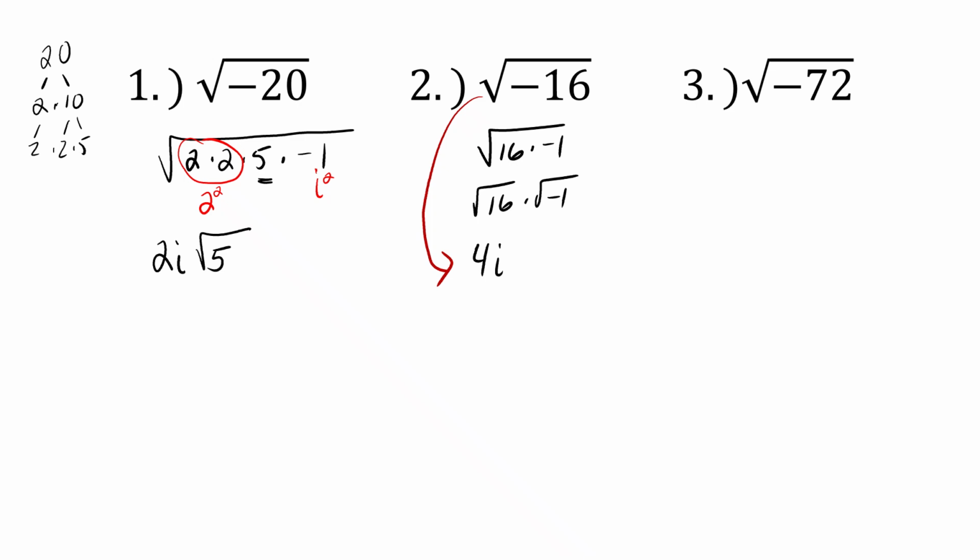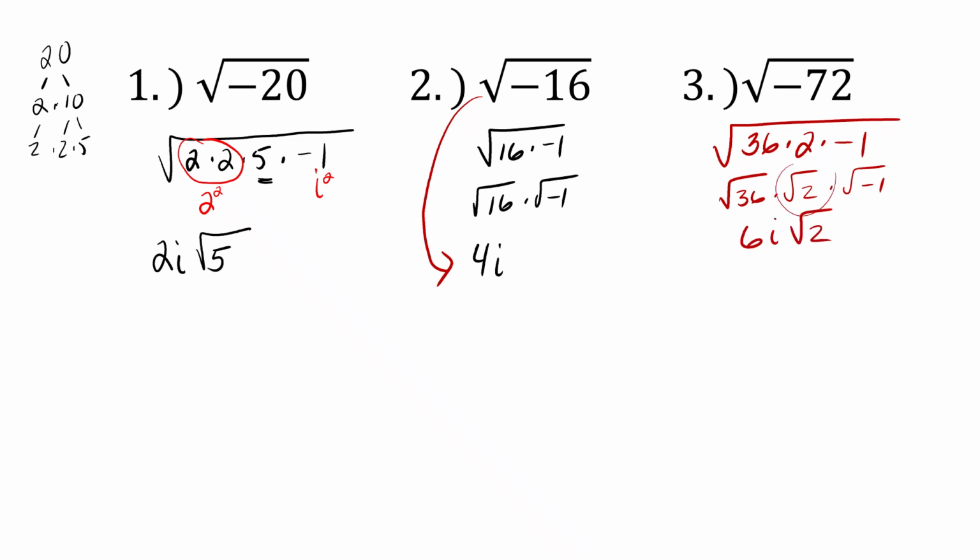Okay, with the 72, you could go for the biggest perfect square factor. One way of doing this one is to look at it and say, hey, that is 36 times 2 times negative 1. So you would have the square root of 36 times the square root of 2 times the square root of negative 1. Square root of 36 is 6. Square root of negative 1 is i, and the square root of 2 is still there.